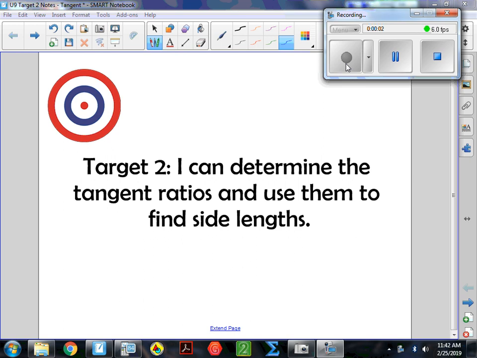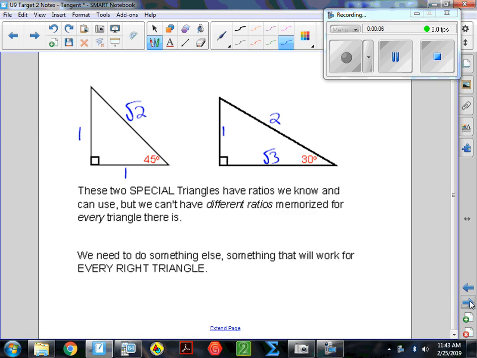Okay, this is Unit 9, Target 2. Target 2 is about working with tangent ratios. All right, these are two special triangles that have ratios we know and can use, but we can't memorize different ratios for every other triangle.